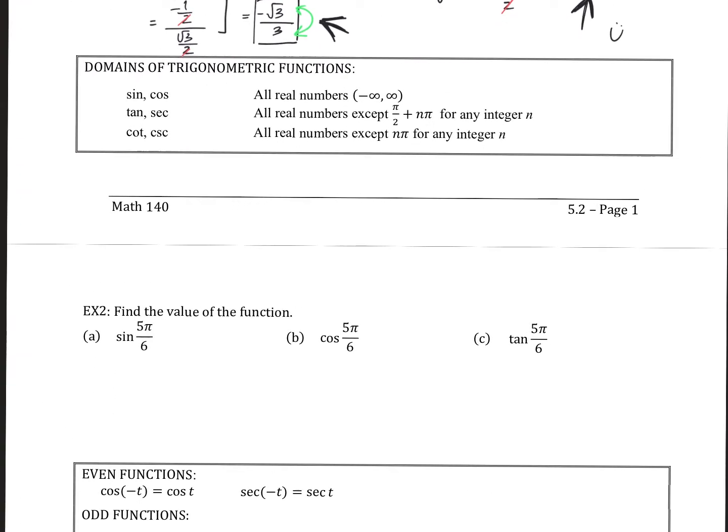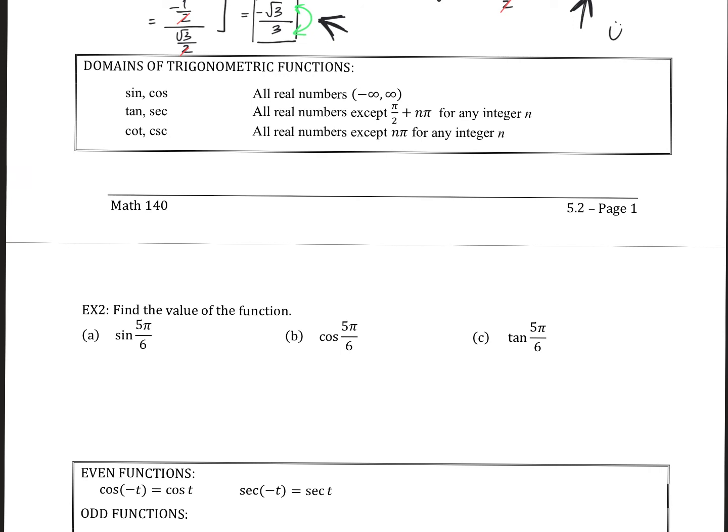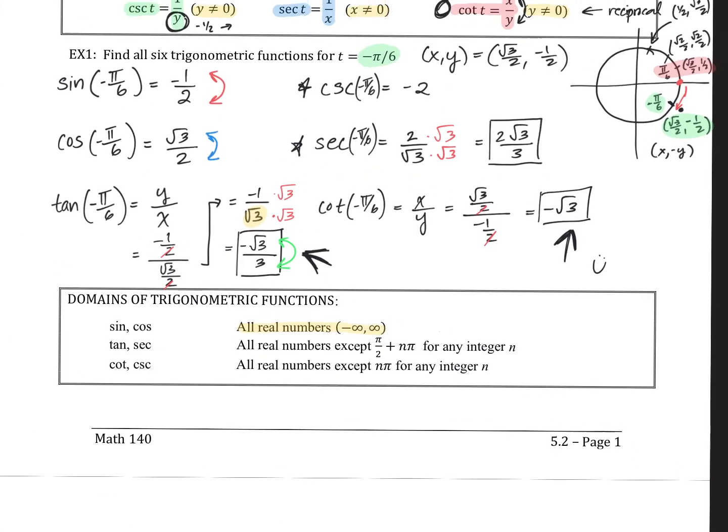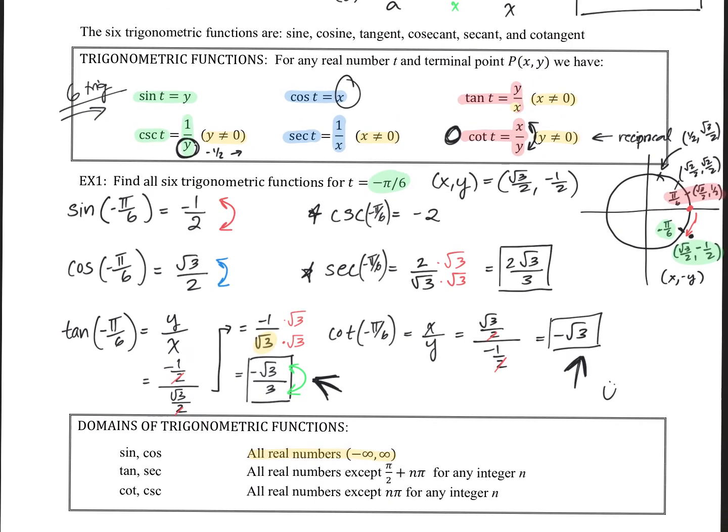Now let's take a look at something important. This is the domains of trigonometric functions. So for sine and cosine, the domain is all real numbers. Now for tangent and secant, it's all real numbers except for pi over 2 plus n pi for any integer n. A little confusing, but the basic thing is, for tangent and secant, they both have x in the denominator. Okay, that means that there's a point when it's undefined, because you cannot let 0 be in the denominator. So for whatever that value is in the denominator, you have to take that out of their domain.